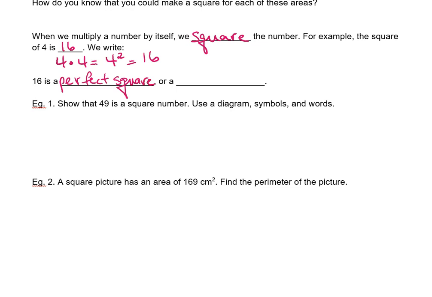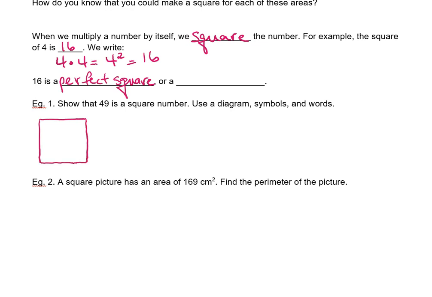Or another word that I can't remember right now, and so you can look that up in the textbook. We are going to show that 49 is a square number. We're going to use diagram, symbols, and words. So using a diagram, 49 is a square number.